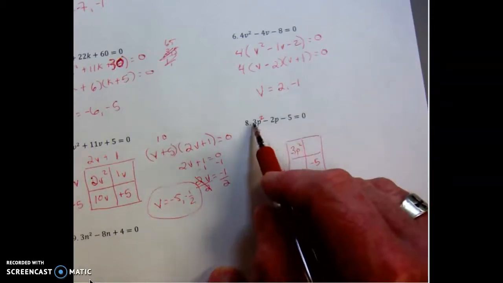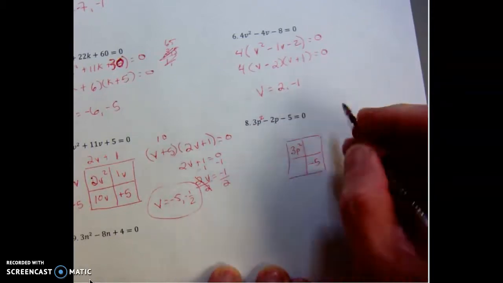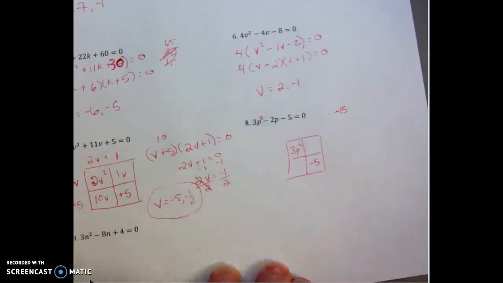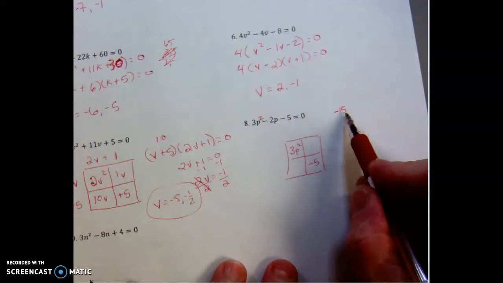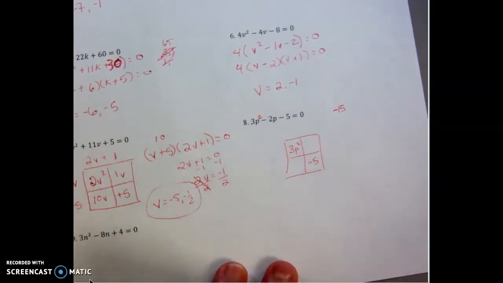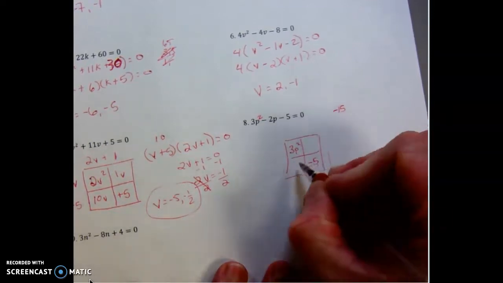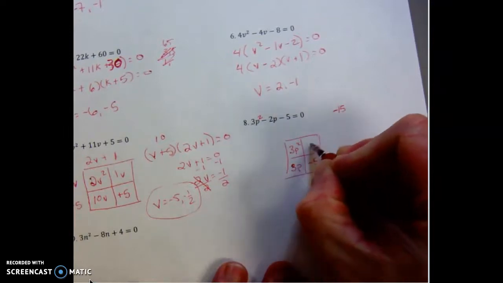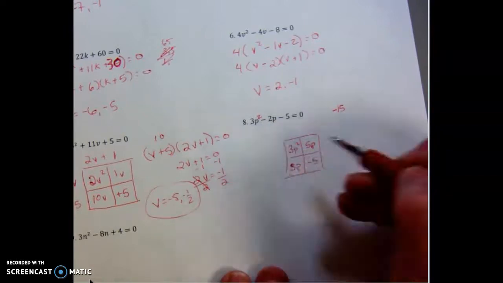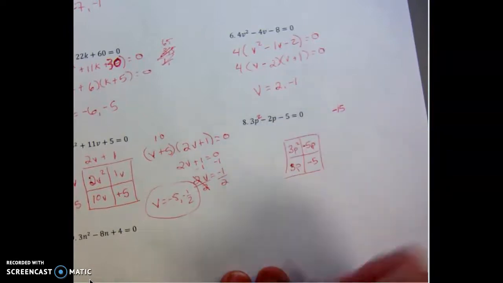All right, so multiply a times c. So 3 times negative 5 is negative 15. So I need factors of negative 15 that give me a negative 2. Or subtract to give me 2. So that must be 3 and 5. So 3p and 5p. Now, if I want it to be negative 2, that must mean the 5 is negative.